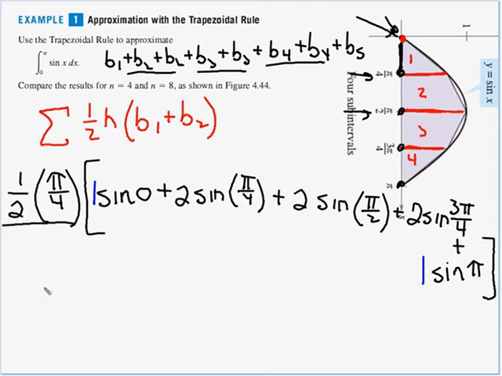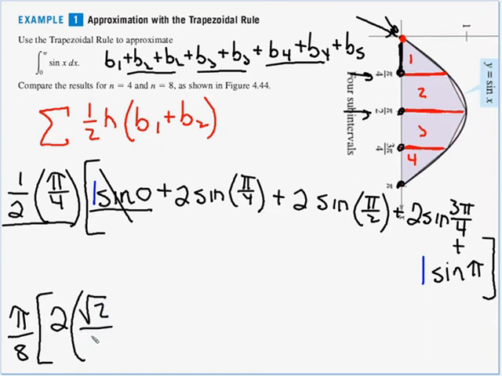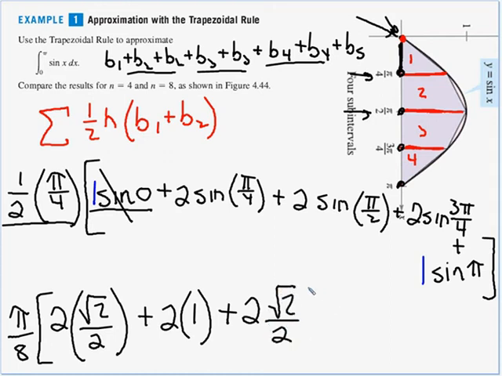Outside the brackets, 1/2 times 1/4 pi is pi over 8. Then what do we have in the brackets? Sine of 0 is 0, so that's nothing. Then 2 times the sine of pi over 4, and the sine of pi over 4 is the square root of 2 over 2. Plus 2 times the sine of 1/2 pi, which is 1. Then 2 times the sine of 3/4 pi, and that is again the square root of 2 over 2. At the end, plus 1 times the sine of pi, and that's 0, so we don't need that there. We can close that off.